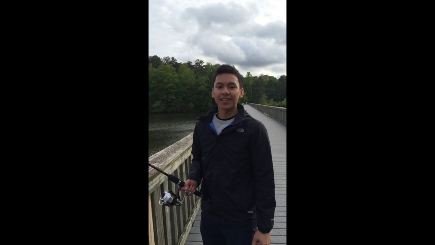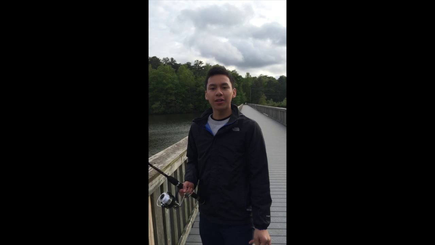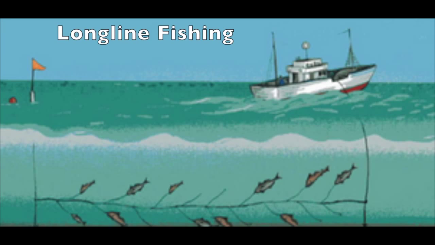One method of fishing is trawling. Trawling is dragging a net across the ocean floor, and you can catch shrimp, flounder, and cod using this method. Another method is longline fishing. This targets fish like tuna with several hundred hooks.